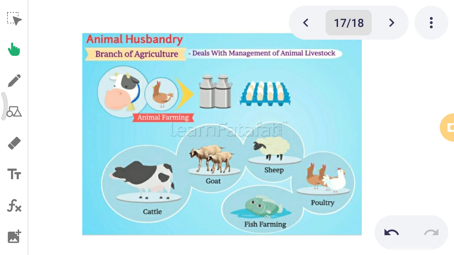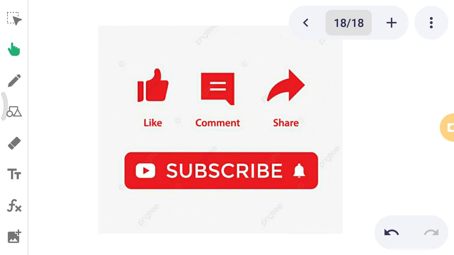So now let us just briefly understand what is animal husbandry. Animal husbandry is a branch of agriculture which deals with the management of animal livestock. So the breeding of animals over a large scale is known as animal husbandry. Right? So with this we have completed our chapter crop production and management within just 20 minutes.